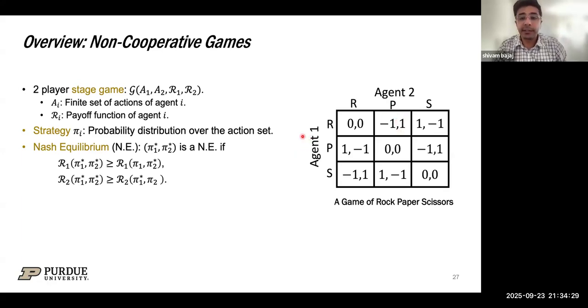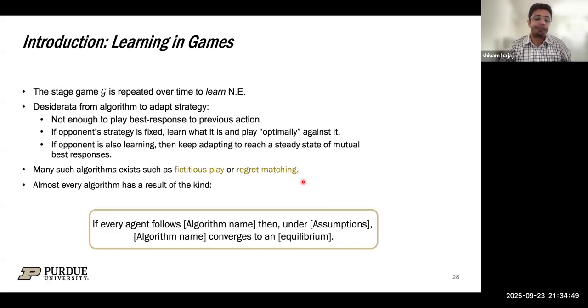Okay. Now a strategy, which I will be denoting as pi, is a probability distribution over the action set. And a Nash equilibrium is a pair of equilibrium strategies such that no agent has a unilateral incentive to deviate from its Nash equilibrium strategy.